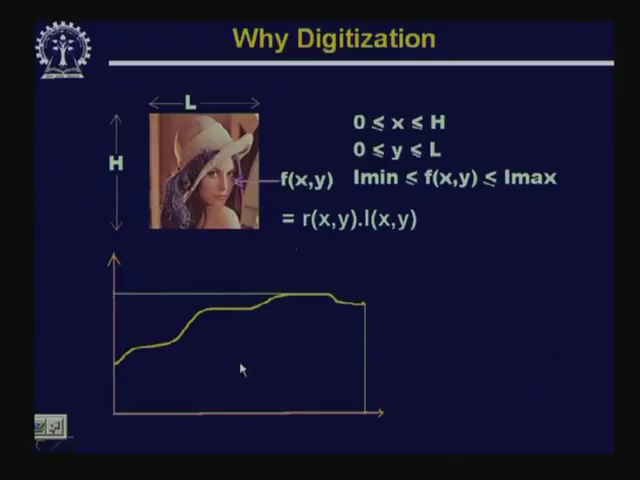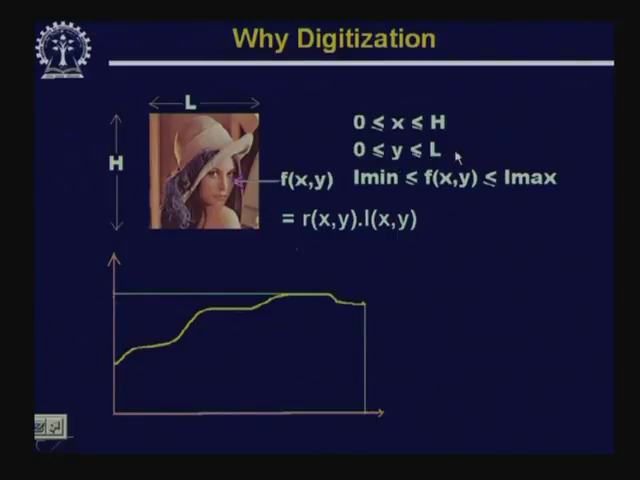Now, here lies the problem. When we consider a continuous image which can assume any value, an intensity can assume any value between a certain minimum and a certain maximum, and the coordinate points x and y can also take any value; x can vary from 0 to h, y can vary from 0 to l.